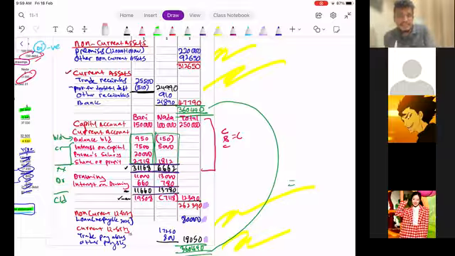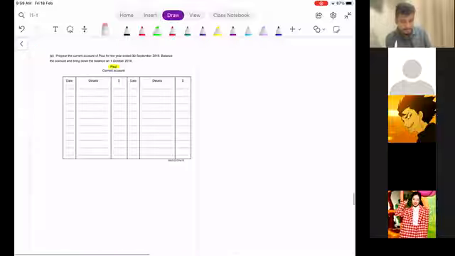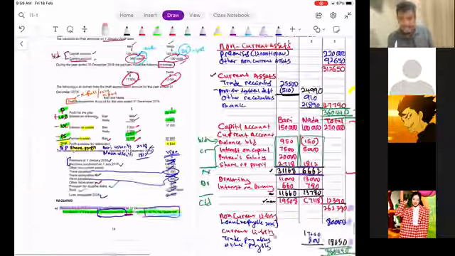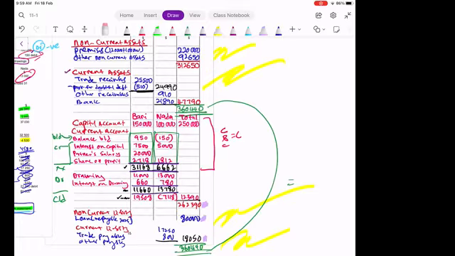Okay, I think that's it for now. Whoever hasn't done this homework, please do the homework. And please redo the questions again. That's the only way to become good in accounts. Redoing the same question will make you remember the format.